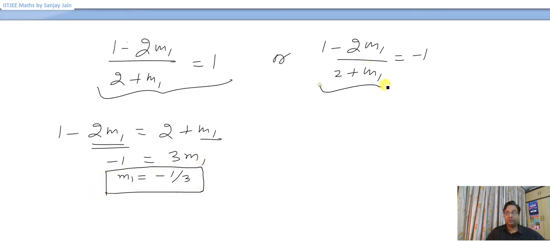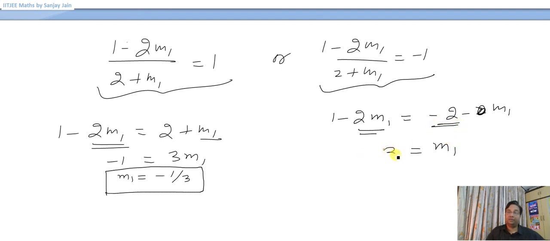And if I solve this other equality, 1 minus 2m1 is equal to minus 2 minus m1, right? And if I bring this on the right hand side, 2m1 minus m1 will become m1. If I bring it on the left hand side, 1 plus 2 will become 3. So m1 is 3, and this is another answer. Now I've got two answers for the slope of the line that we are looking for, right?